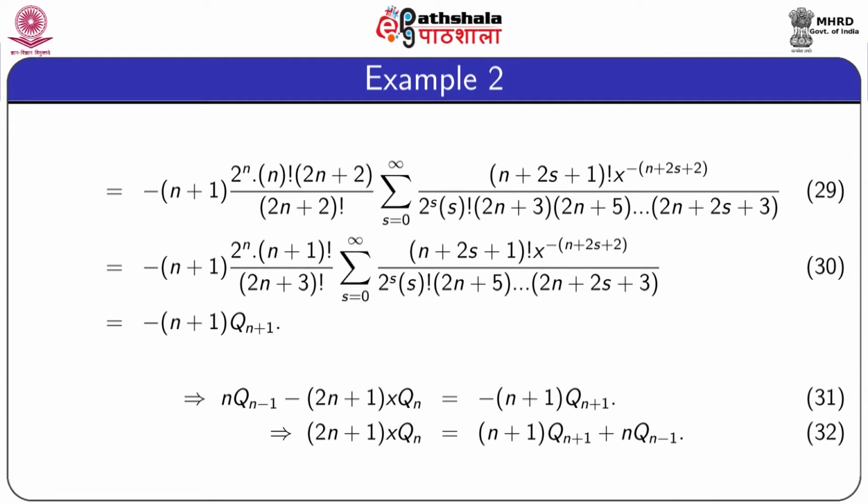After rearranging, we get 2n plus 1 into x q n equal to n plus 1 q n plus 1 plus n q n minus 1, which is our desired result.